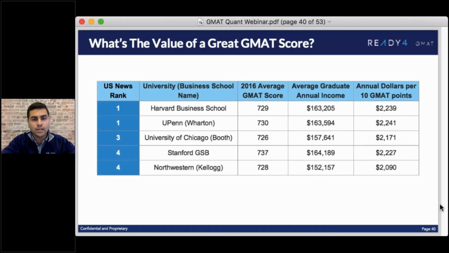What is the value of a great GMAT score? This is just showing you the top programs and what the annual dollars per 10 GMAT points is. I tell students, don't think of the GMAT just as something to check off as you're applying to business schools. It should be something that you're intentional about. Commit to it. See this as the first step to the next step in your career. When you think of it that way, it enables you to focus a little bit more, have the end goal in mind, and know that there is a lot riding on your GMAT.